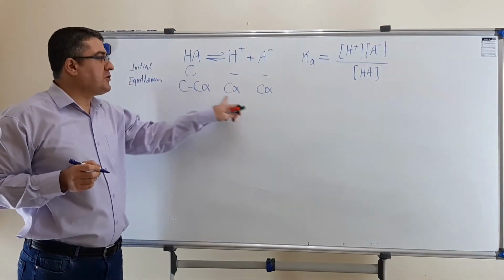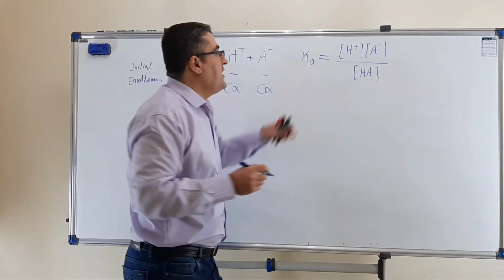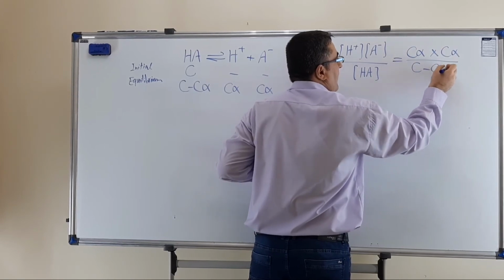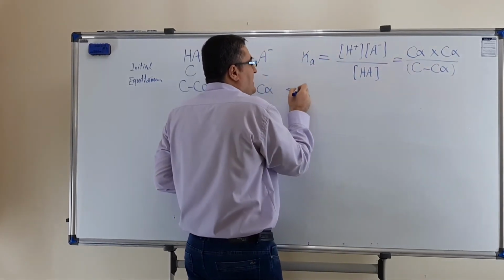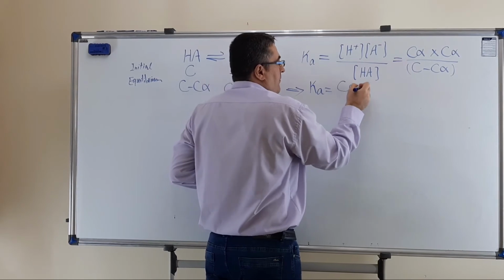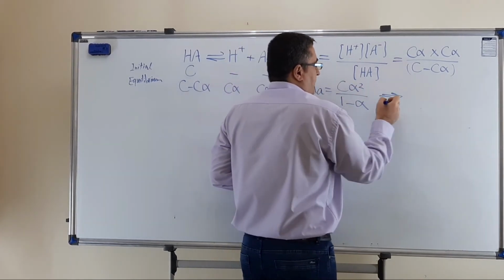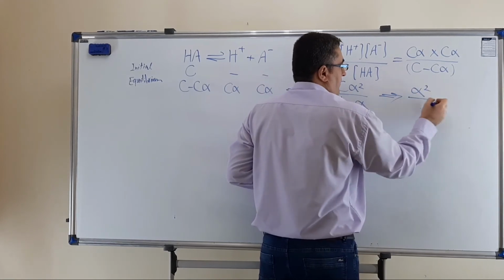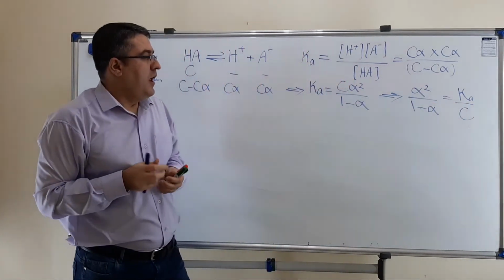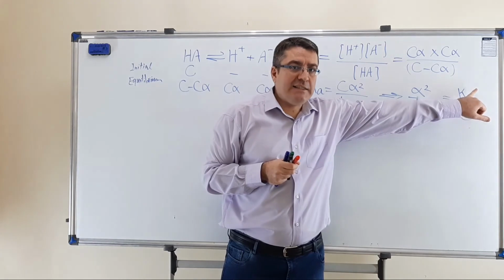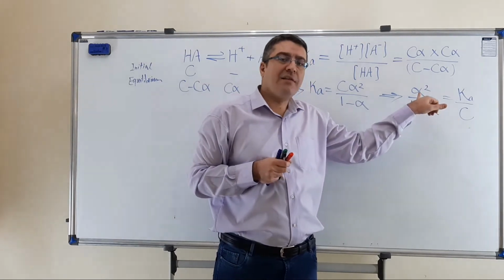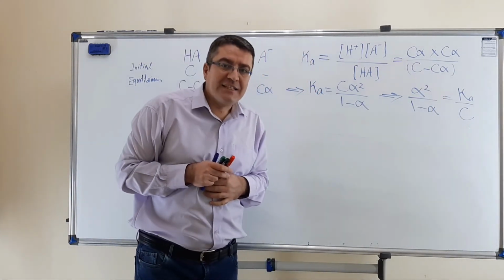If we substitute these equilibrium concentrations in this relationship, we will have, if we omit C from top and bottom, we will have, or we will have, therefore Ka is the acidity constant of the acid, C is its initial concentration, and alpha is the fraction of the acid which is dissociated.